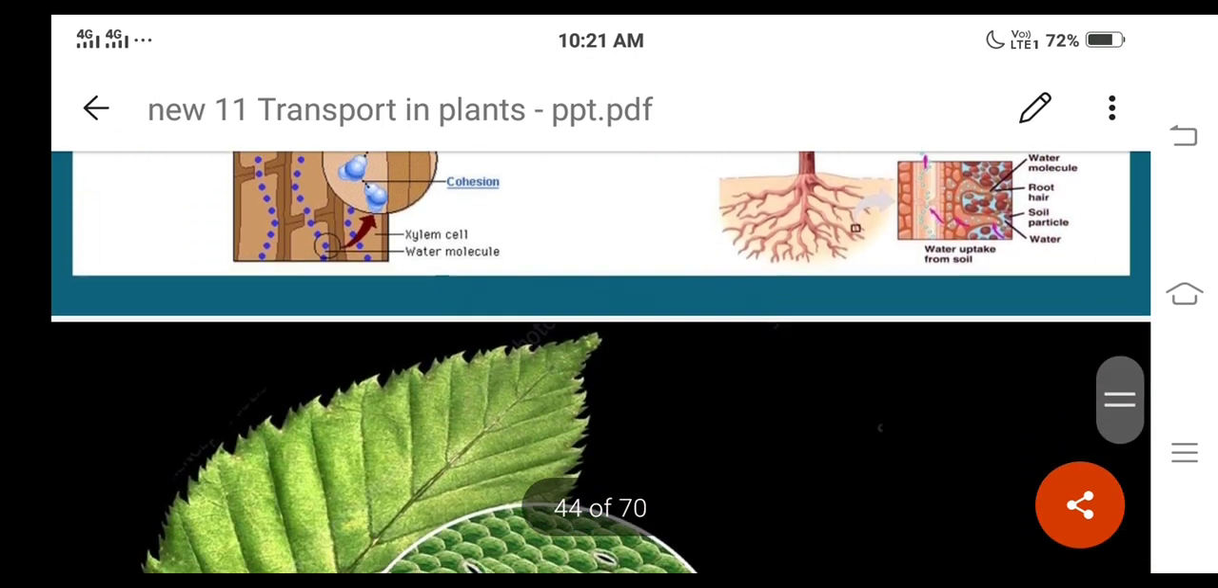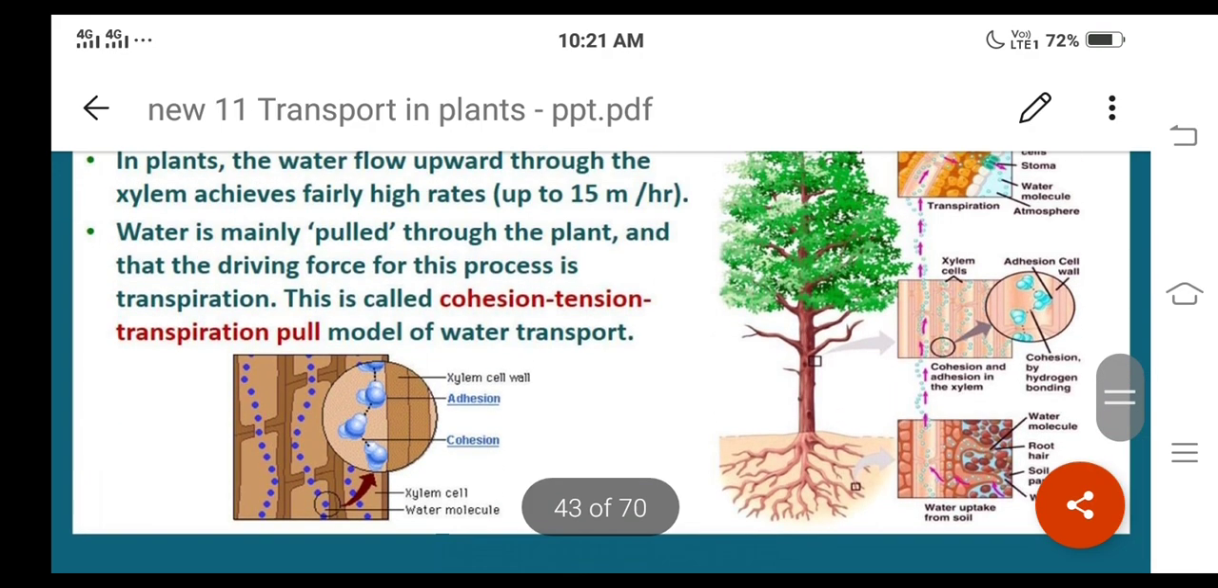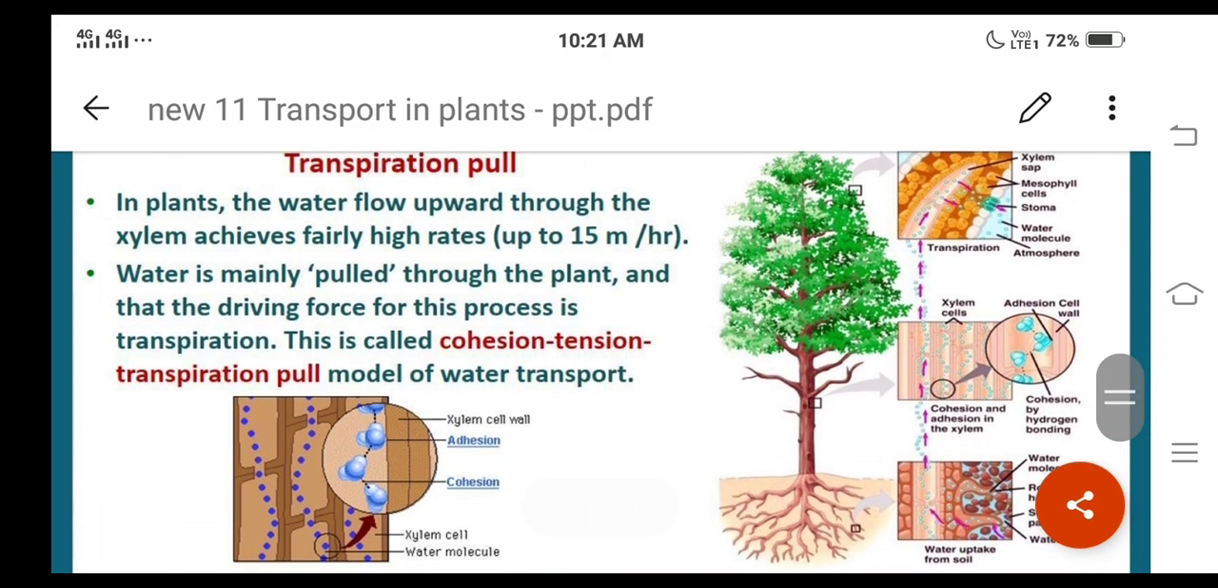Now let us understand the other important lines which are given in the textbook, regarding transpiration. Remember, water is said to be transient in plants. It means it can be retained in the plant only for some time.